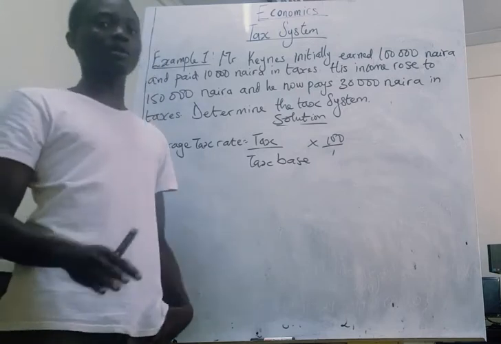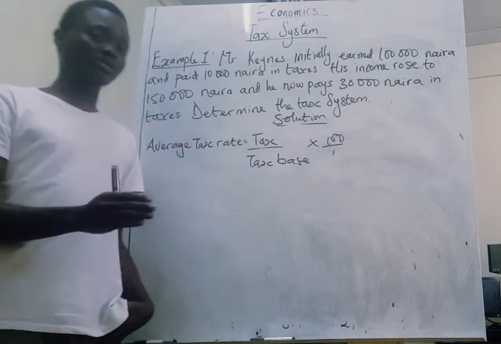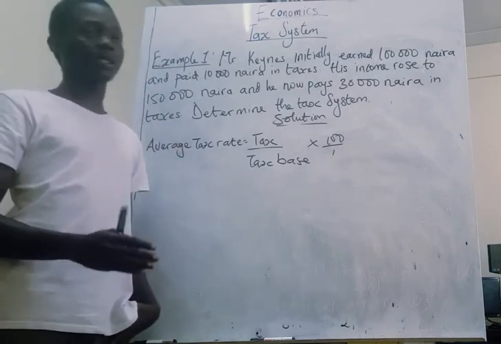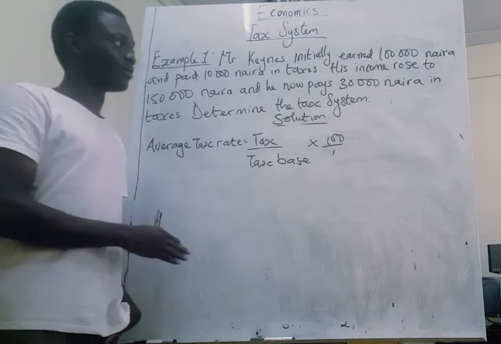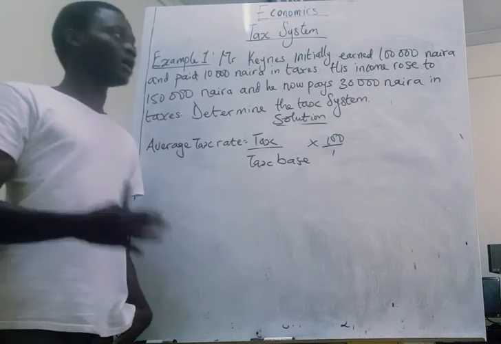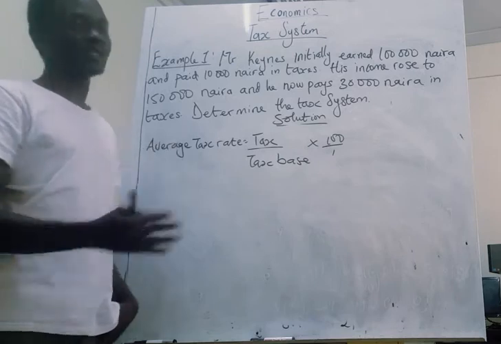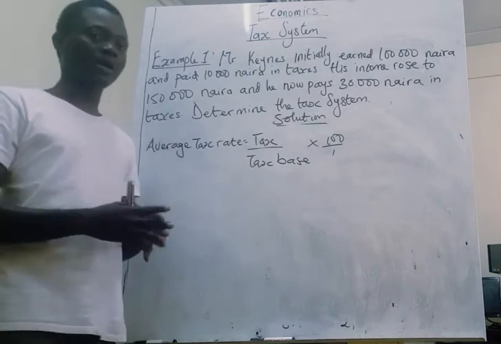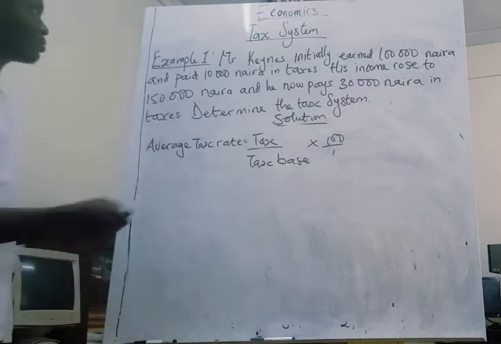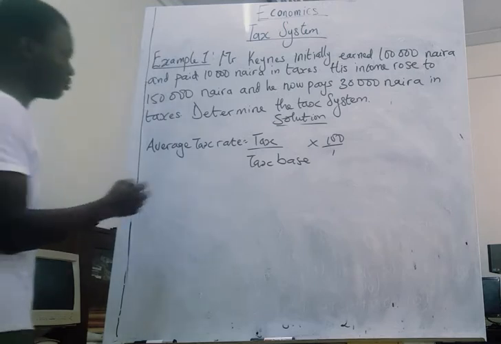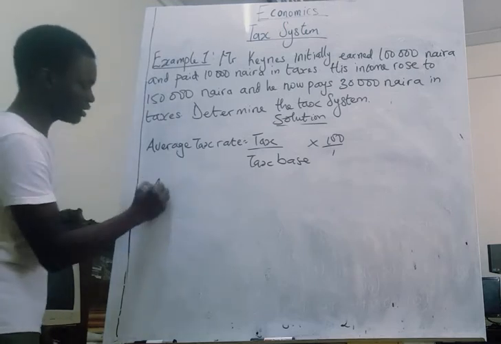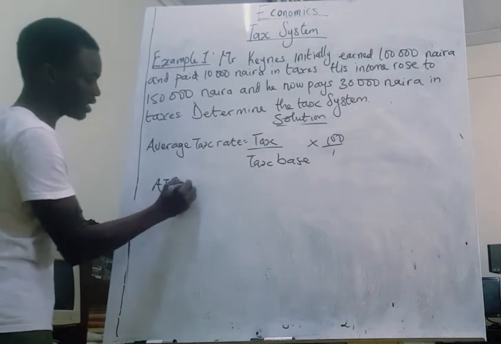So what we need to do now is to find his average tax rate at his initial income, that is at 100,000 naira, and then find the average tax rate when his income rose to 150,000 naira, and then compare. So we can just call this ATR1, average tax rate, the first one.